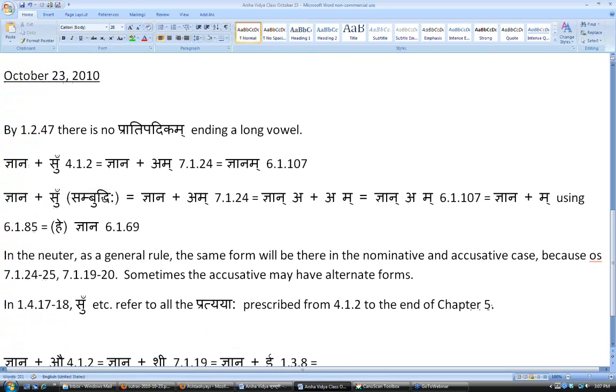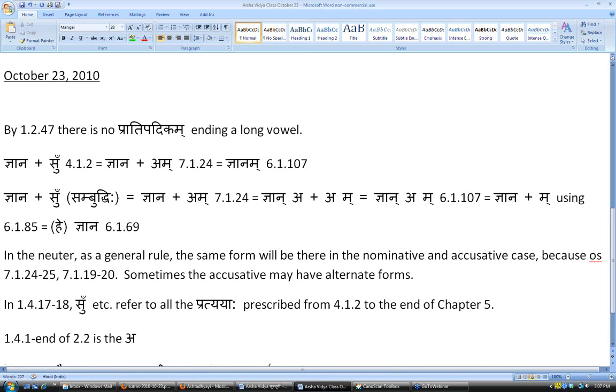Okay, now from 1-4-1 to the end of 1-2, the end of 1-2 is the ekasanya adhikara. The adhikara of 1-4-1, which is ekasanya. Ekasanya, so only one sanya can stay. Ekadara ekasanya. Okay, so that is also.